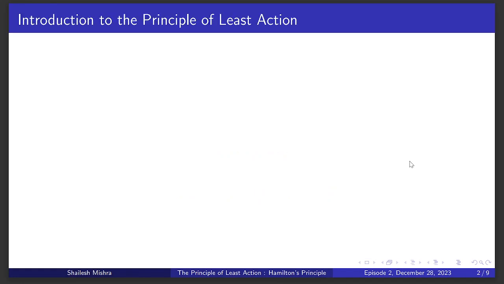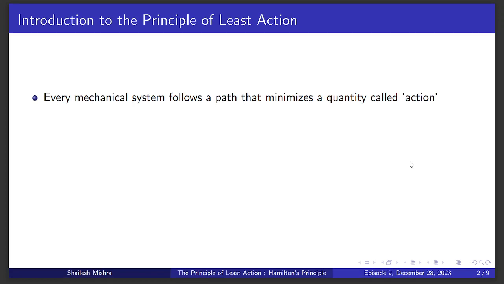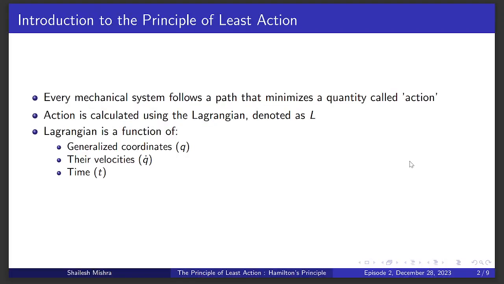The principle of least action says that every mechanical system follows a path where a certain quantity, called the action, is minimized. This action is calculated using a function called the Lagrangian, which we denote as L. The Lagrangian is a formula that includes the system's generalized coordinates, their velocities, and time. Let's get into the math behind this principle.